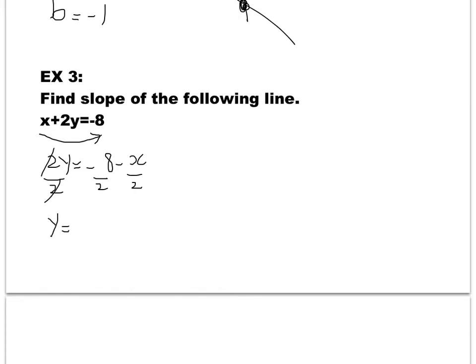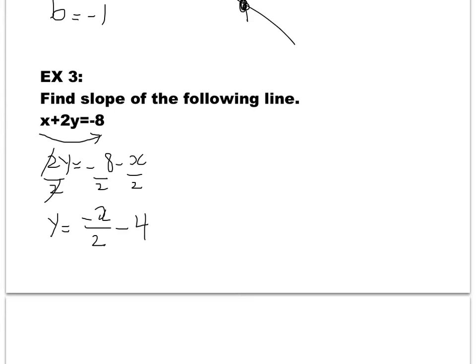Now, to make it easy, remember the y-intercept form was mx plus b. So let's write the x term first. It doesn't matter, but let's write it first. So what is -x/2? It's -x/2. I'm not going to simplify it. So I'm going to write -x/2, or you can say -0.5x. And then I'm going to write -8/2. What is -8/2? -4.